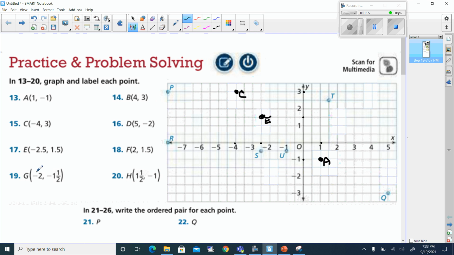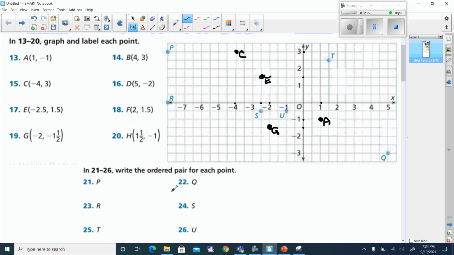And lastly, G, -2 and -1.5. Well, -2 is going to be over here. And -1.5, that'll be between -1 and -2, right there. If I come over here and I find where -2 is, well, there's -2. There's -1.5. So this little spot right here must be G. Okay, the rest are for you to do.